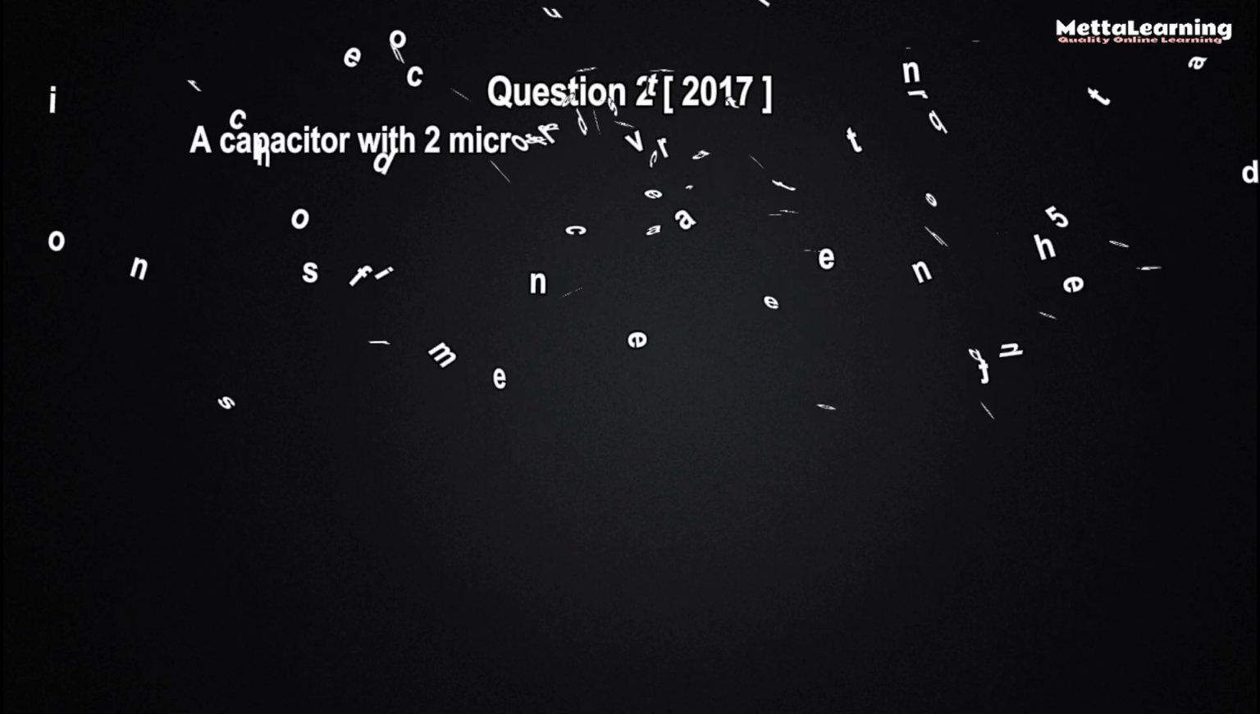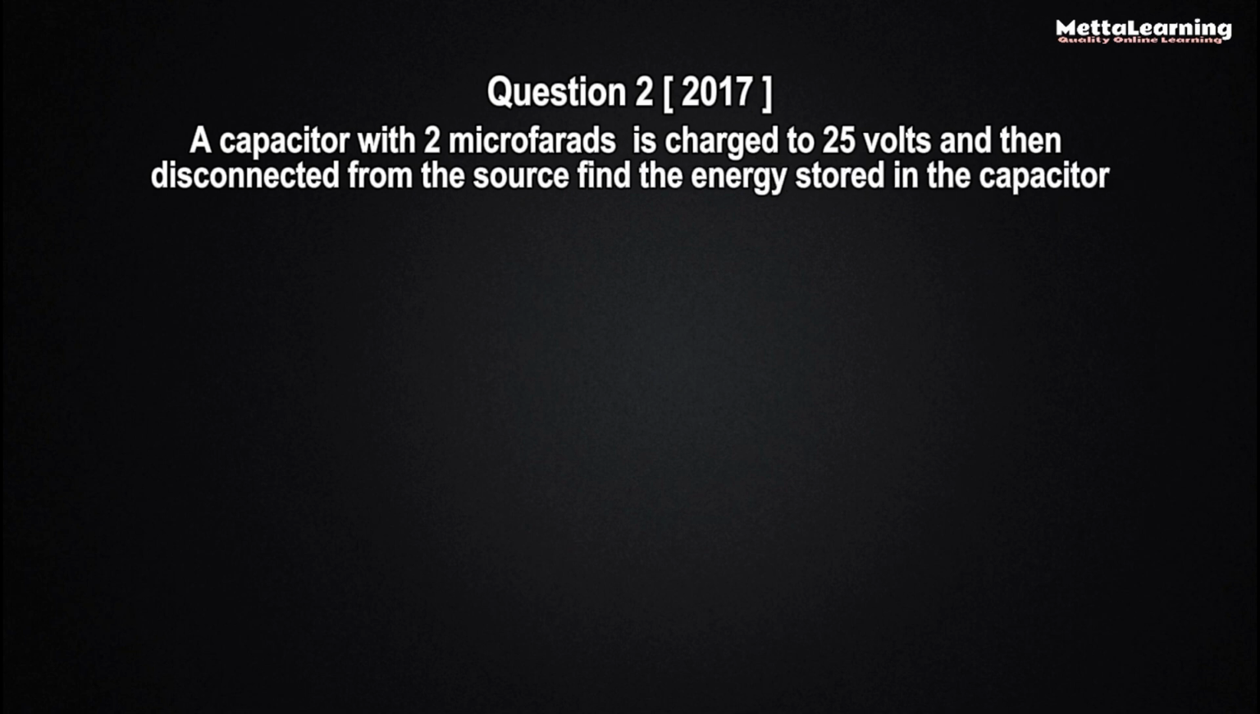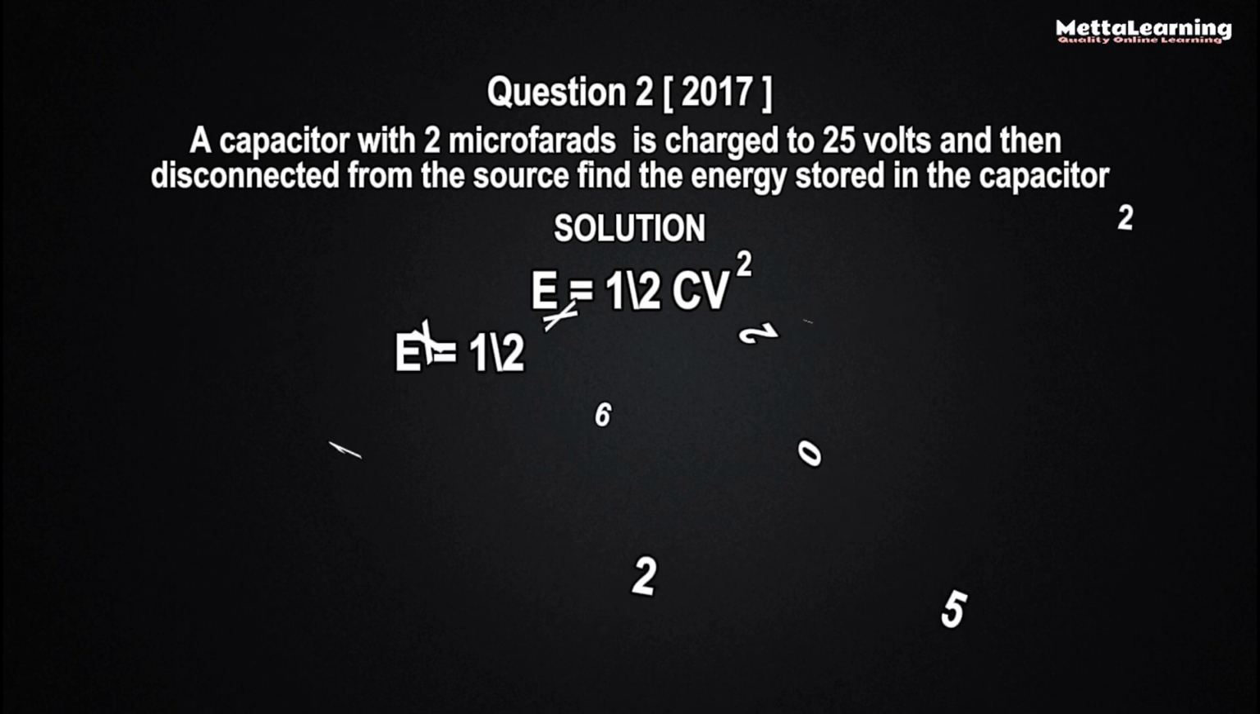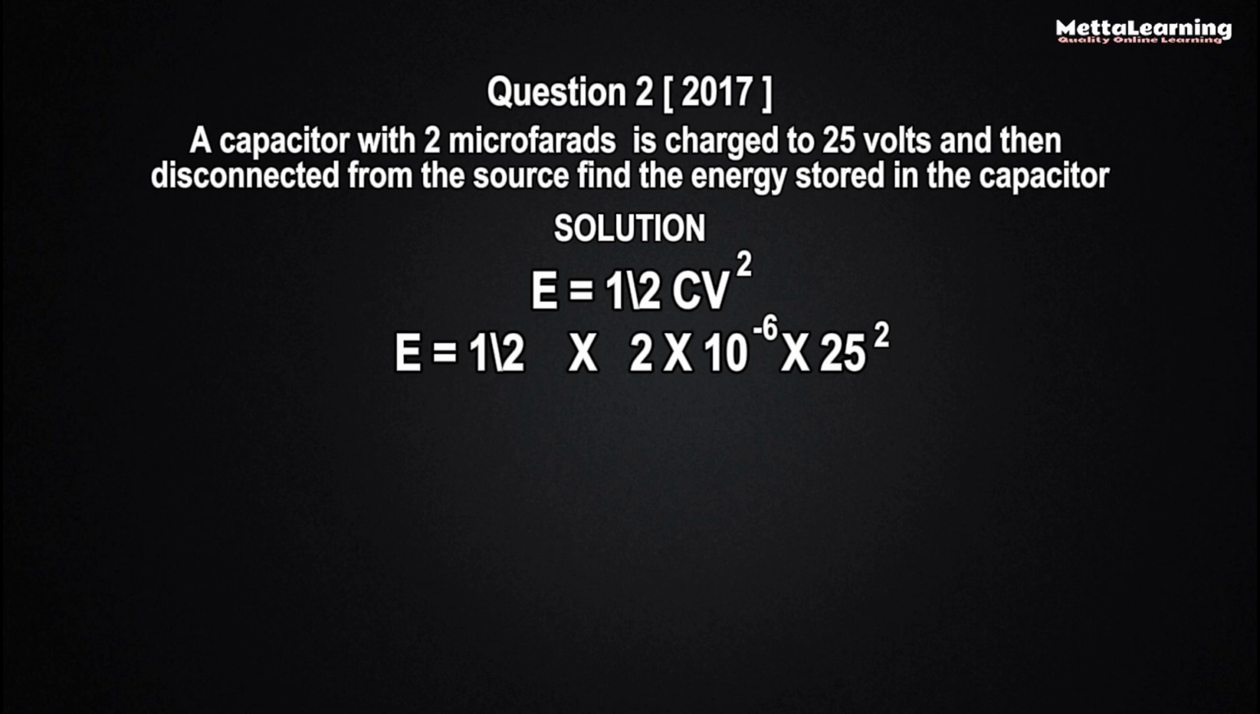It says a capacitor of 2 microfarads is charged to 25 volts and then disconnected from the source. Find the energy stored in the capacitor. So to find the energy stored in the capacitor, we use half CV squared, where C is the capacitance of the capacitor and V is our voltage. So we have half times 2 times 10 to the power minus 6 times 25 squared, just as the values were given in the question.